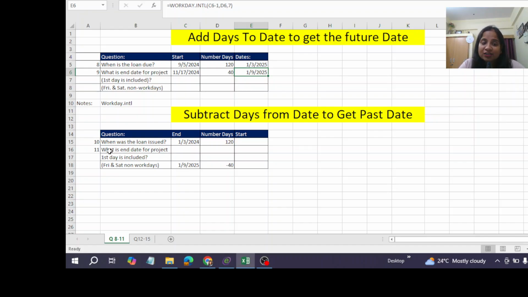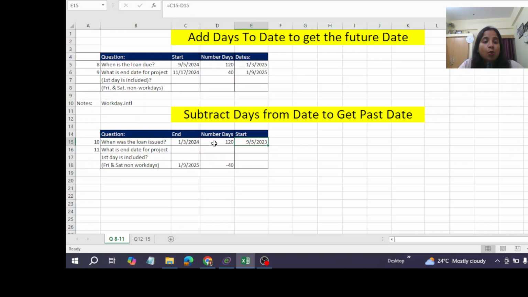So when was the loan issued? End date is given, number of days is given, so we need to find the start date. For getting the start date, as our common sense says, we start with an equal to sign. To get the start date, we have to subtract from the end date the number of days of the loan. Control Enter, and 5th of September 2023 is the loan issued date.